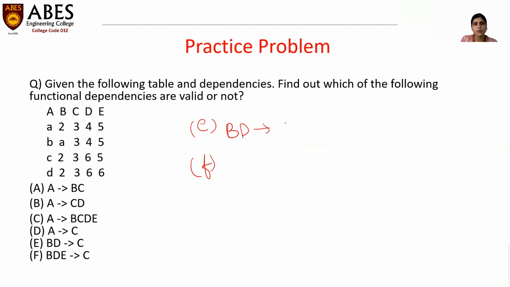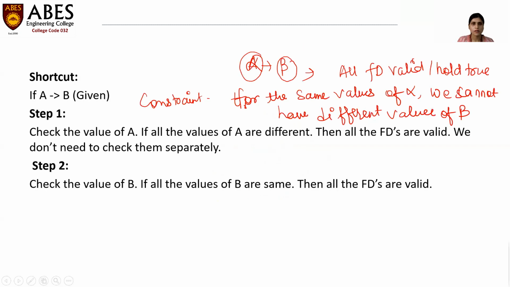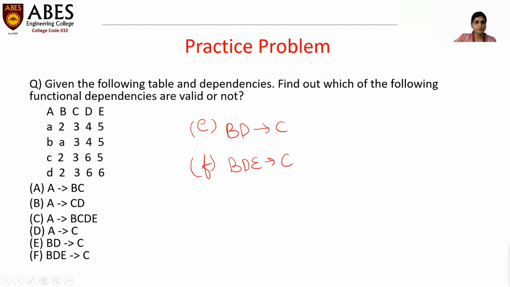It says that from BD we can functionally determine C, and from BDE we can functionally determine C. If the first shortcut trick doesn't work, we move on to step two, which says that we will check the values of beta. If all the values of beta are the same, then we need not check the values of alpha. Irrespective of the values of alpha, the functional dependency will always hold good and all the FDs will be valid. You can understand from this question.